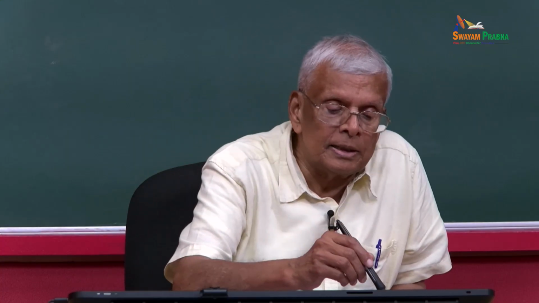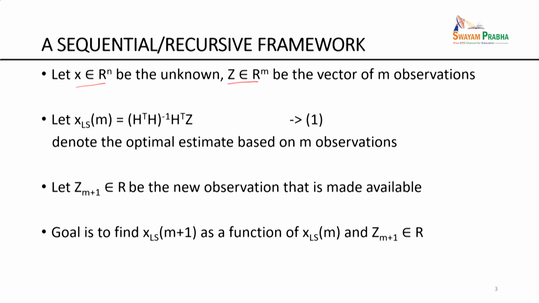So let x be unknown. Let z in R^m be the vector of observations that is given to you. Because I don't know all the observations, now I am going to attach a descriptor to the least square solution x_LS,m. That means the least square estimate conditioned on m observations. I have already solved the least square problem. This is (H transpose H) inverse H transpose z. I am assuming again an overdetermined problem.